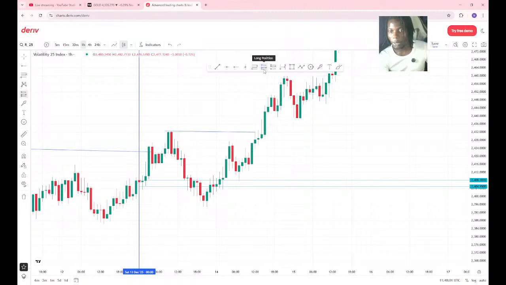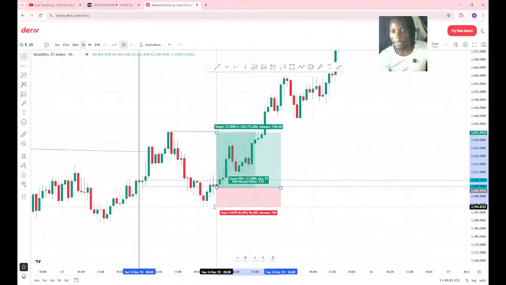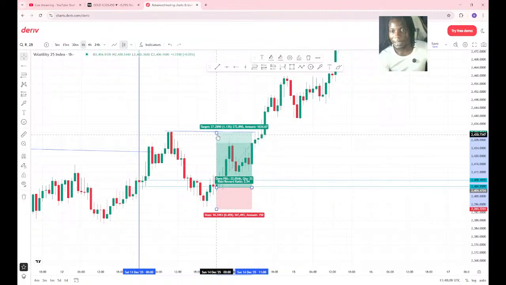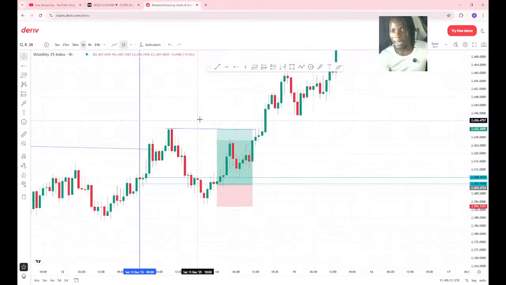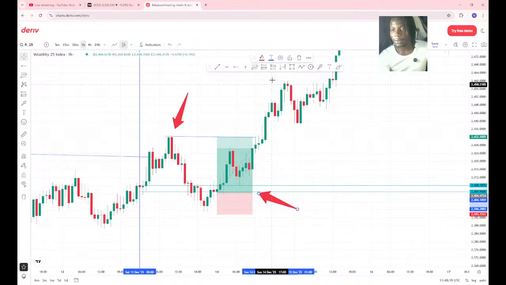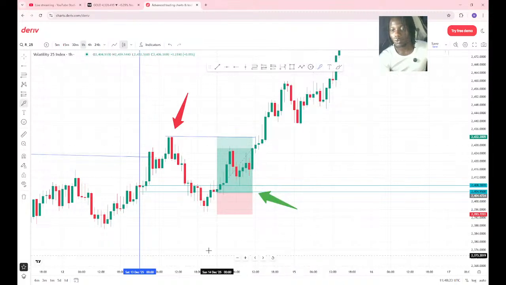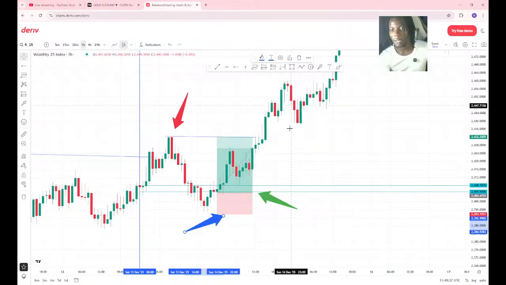So this is how my entry will look at this zone here. Stop loss below this zone, then take profit at this exit. Remember the exit I talked about at our zone. So this will be our exit, this will be our entry, and this will be our stop loss.